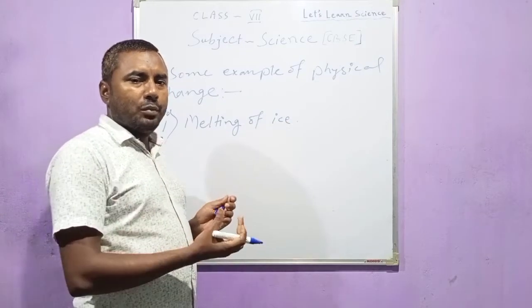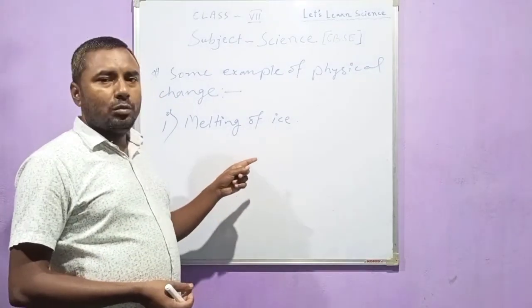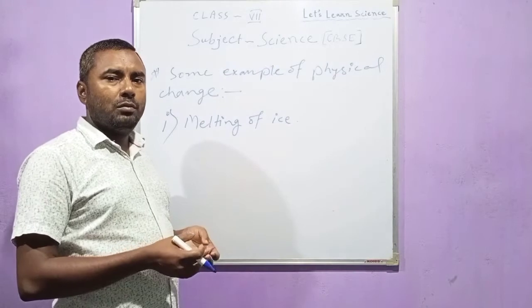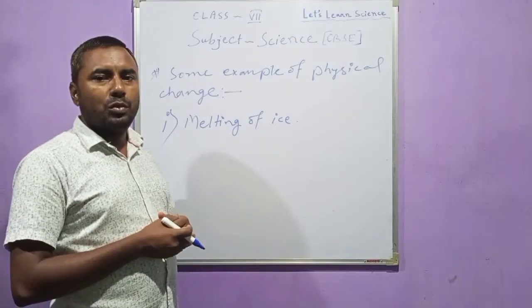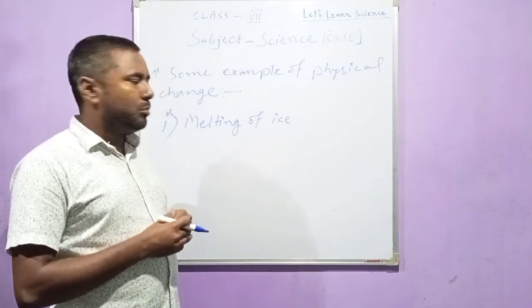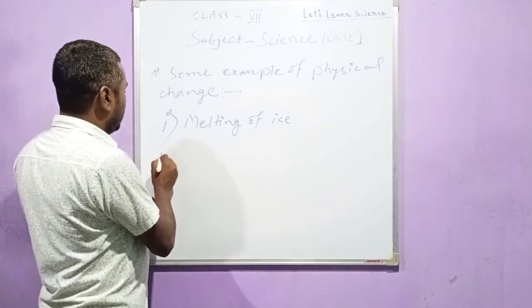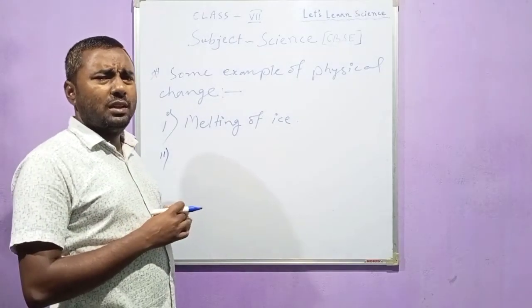So when it gets heat, then what happens? Ice starts melting and it becomes water again. So melting of ice is an example of what? Melting of ice is an example of what? Physical change. Then many more examples are there.